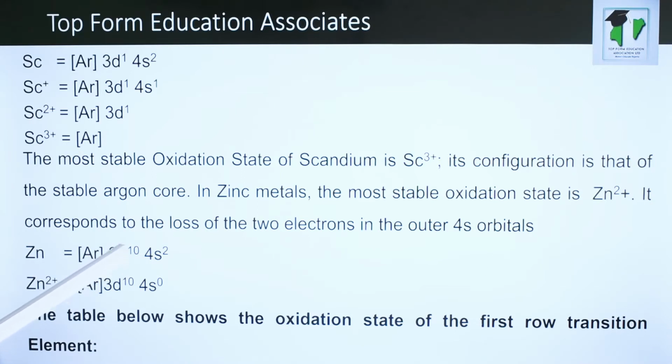Zinc is [Ar] 3d10 4s2. Therefore, for Zn2+, we have [Ar] 3d10 4s0. There is 0 here, indicating that the 2 electrons have been lost. So there are no electrons in the 4s orbital. That's why we have 0 there. It has lost 2 electrons.